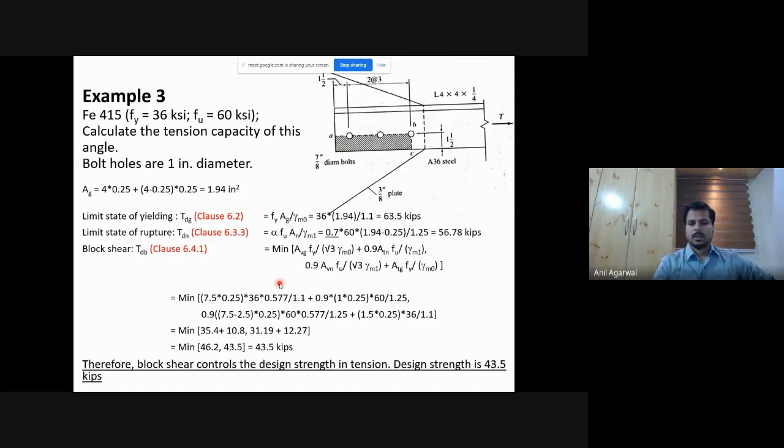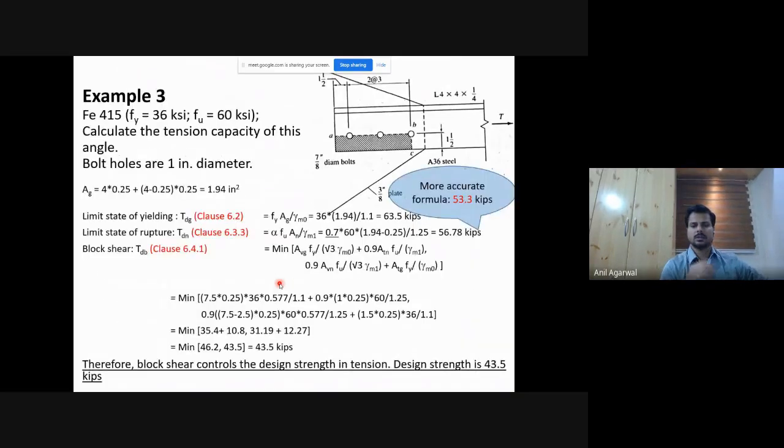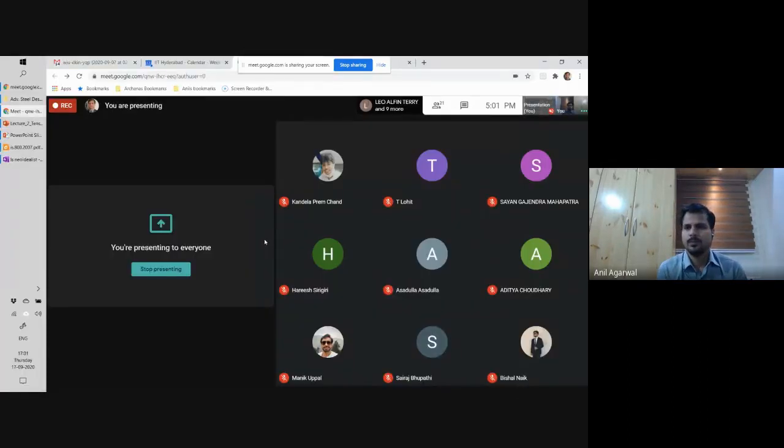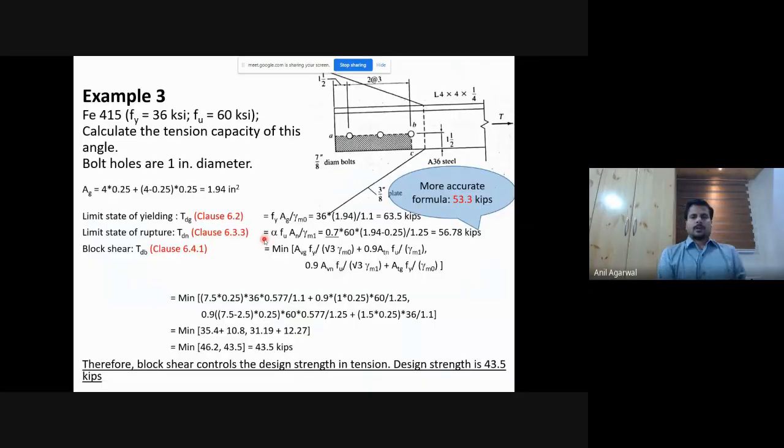Now there is this one quick example. This we will solve, and then we can conclude the discussion on this chapter. There's some minor discussion after that about the member slenderness that we will do. Okay, so this is the connection that you can see here. Any questions, by the way, on the block shear failure? So this idea was clear to you, right? Why do we consider one rupture, the other one yielding? Good.